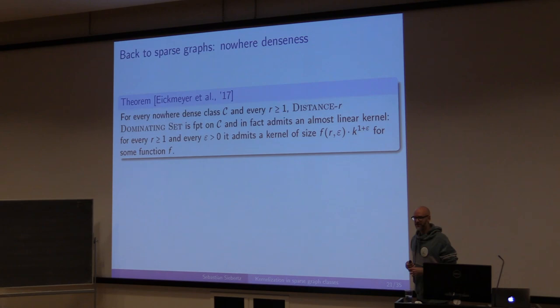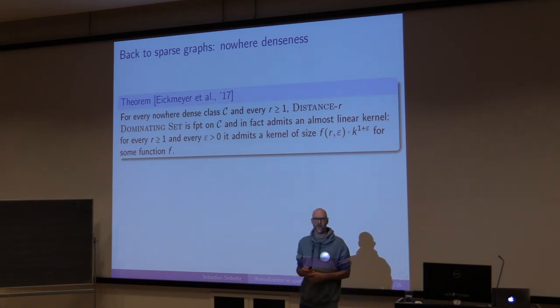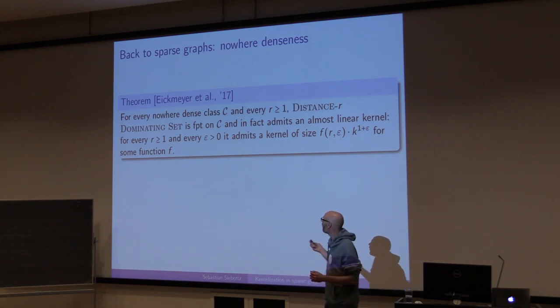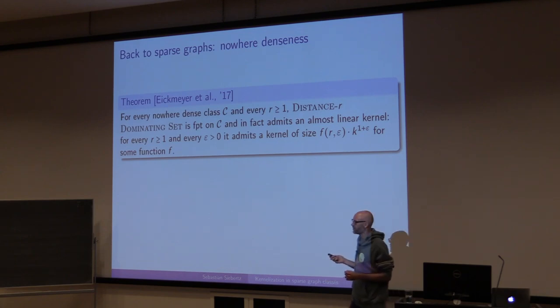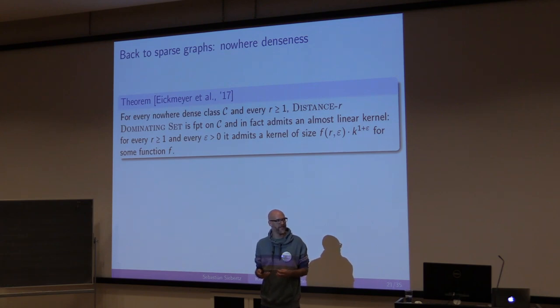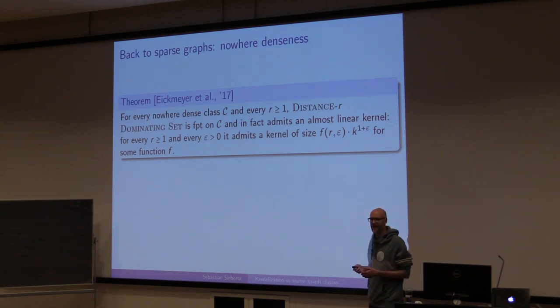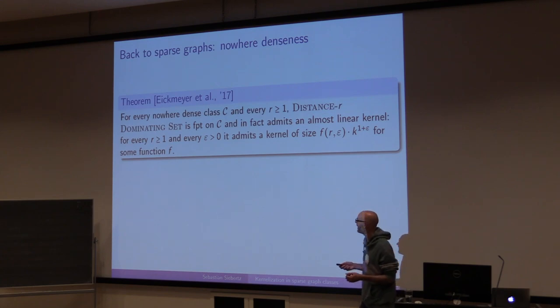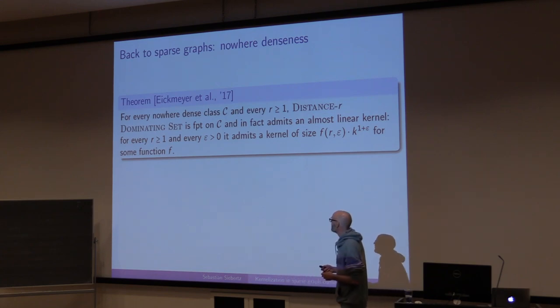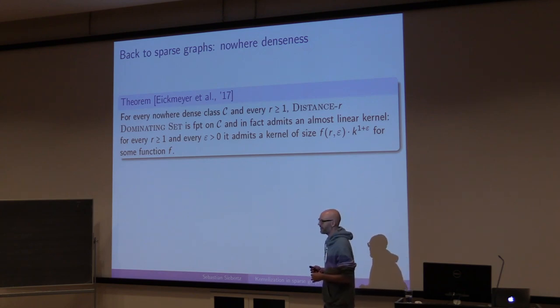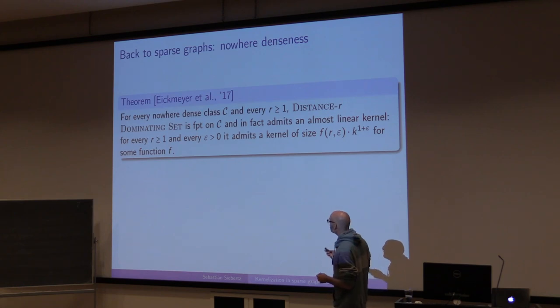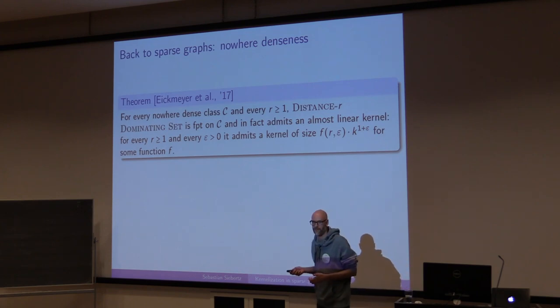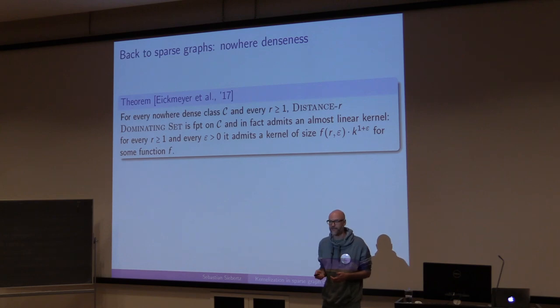Okay, so back to sparse graph classes. Yeah, this notion of nowhere denseness pops up again. We have exactly this dichotomy that we had for the dominating set, also for distance r dominating set, and this time it's not the biclique-free graphs where we have the good behavior, but we need to make stronger assumptions. And in particular, those nowhere dense classes play exactly the role of the biclique-free graphs. Yeah, so we proved in 2017 with many co-authors that for every nowhere dense class C and every radius r, the distance r dominating set problem is fixed parameter tractable on C, and in fact we have an almost linear kernel for the problem for every radius r.